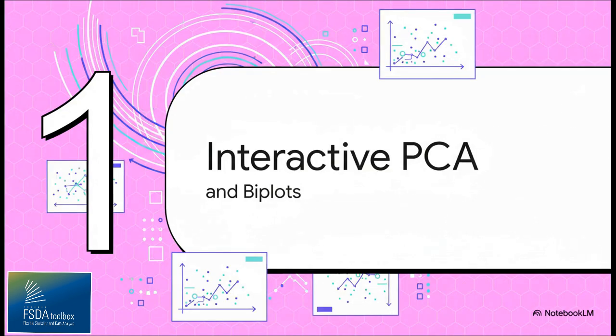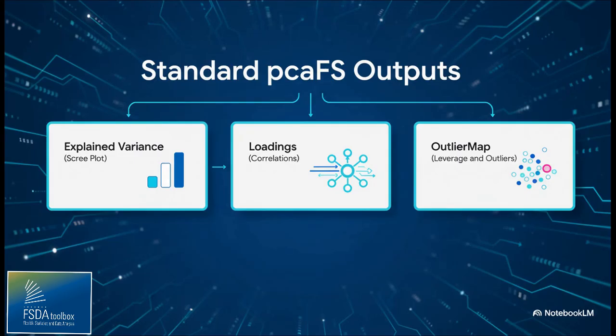Okay, so where are we going to see the biggest changes? Well, it all kicks off with some massive enhancements to Principal Component Analysis, PCA. Seriously, this is where FSDA 2025B completely changes the game for anyone doing multivariate analysis. So the PCAFS function has always been our rock, right? It gives us the fundamentals: the explained variance plot, the loadings so we can see what our components mean, and that super important outlier map. Don't worry, all of that is still here. But now, think of it as the starting line for something way more dynamic.